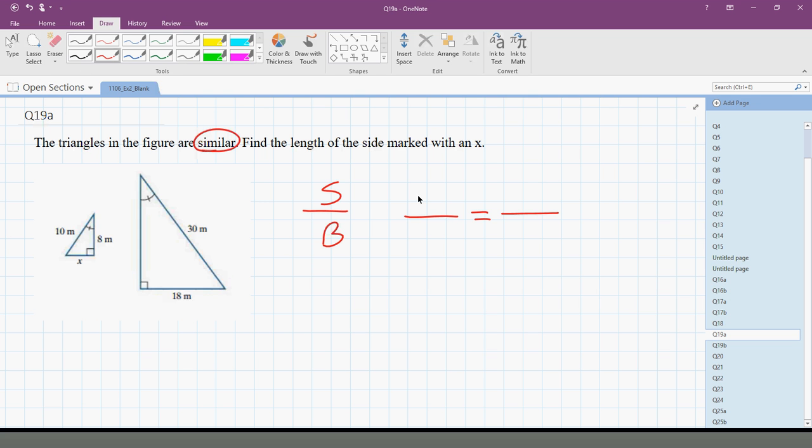10 matches up with 30, yes. On the small one we got 10, on the big guy we got 30, because they're the same sides. They're what we call corresponding sides. All right, give me another one on the small.